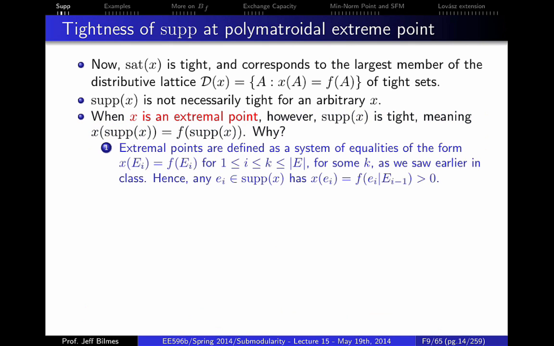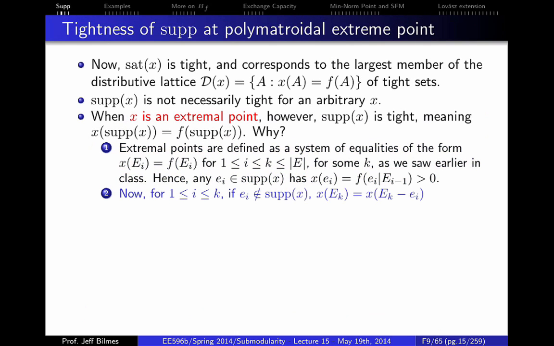Well, let's prove this. First of all, remember that extremal points are essentially the set of points that satisfy this set of linear equations that we were able to obtain by Gaussian elimination. They satisfy all of these equations. These are all of the tight elements of the extreme points, right? And therefore, if e_i is a particular direction that is in the support, then since the extreme point was obtained by taking these conditional valuations of the submodular function, that conditional valuation must be greater than 0 by definition of the support. Support is the non-zero elements.